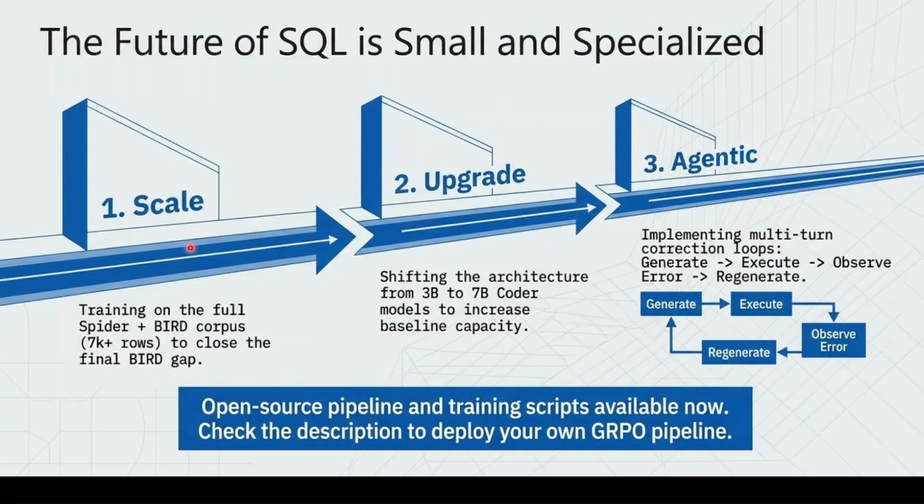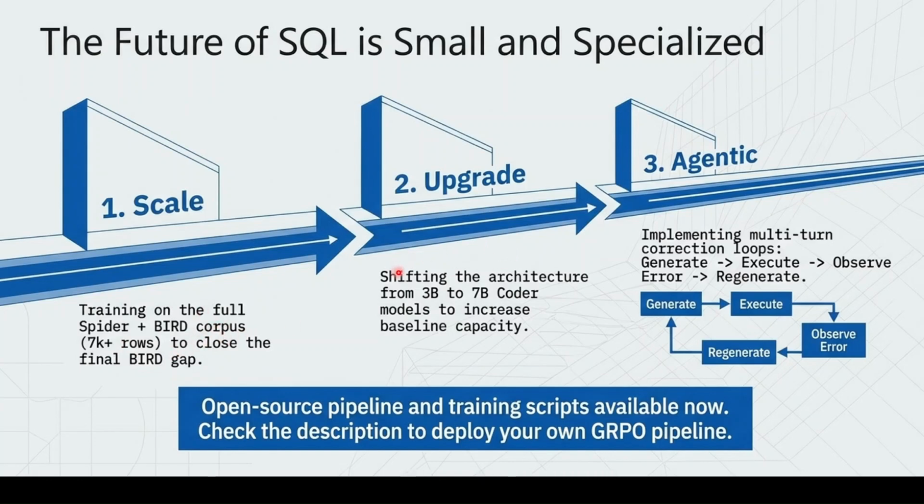Looking ahead, there are 3 clear next steps by which we can improve this. First is training on the full Spider and Bird corpus. The total number of rows in Spider plus Bird is roughly 7,000. We have only used roughly 1,500 rows, but you can also use the complete 7K rows. It depends upon the appetite for training. It may take roughly 20 to 30 hours for the complete training loop.